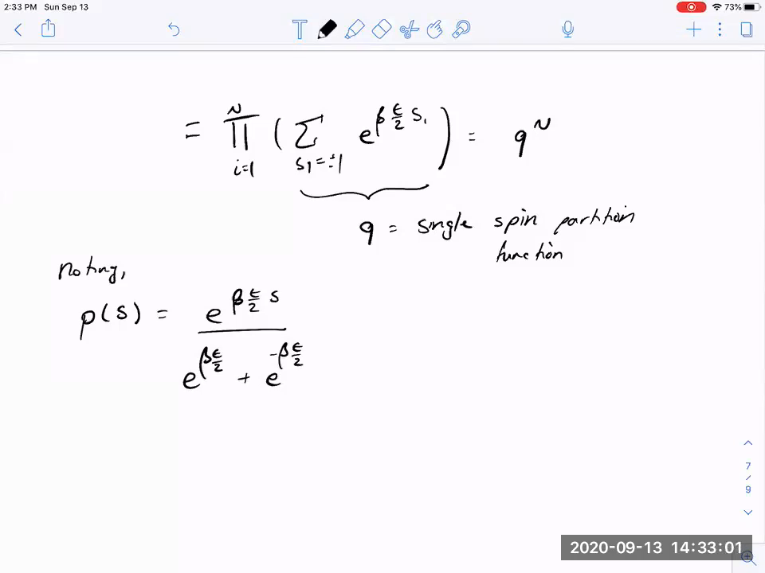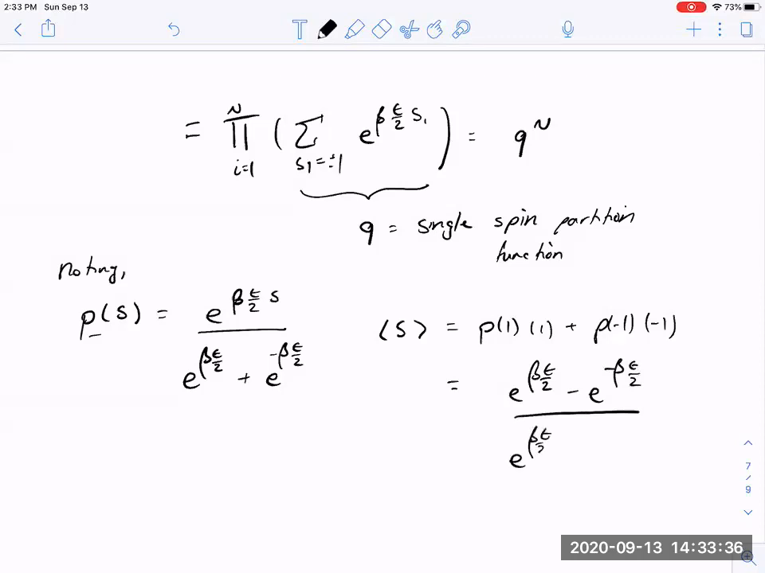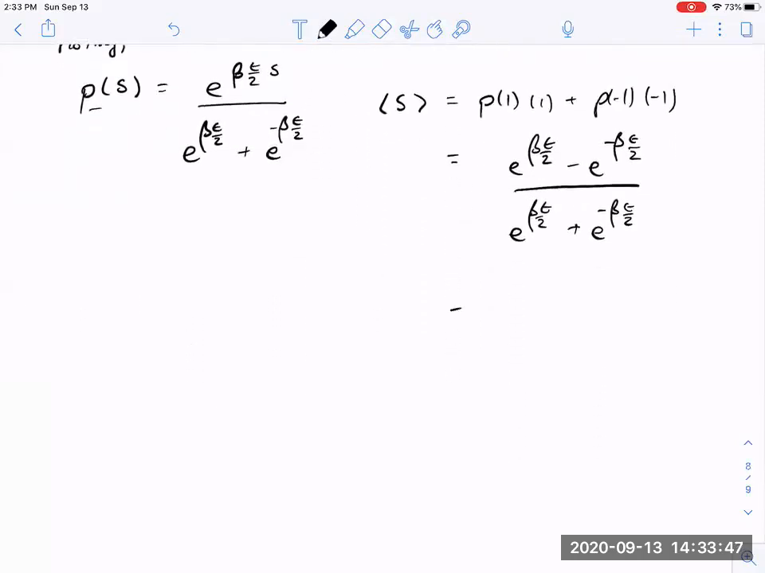If I have the probability of a spin, I can compute the average value of the spin by taking the probability that it was in state one times its value of state one, plus the probability it was minus one times that value. Plugging in the probability of the spin, I get a difference of exponentials over the sum of exponentials. If the arguments of those exponentials have opposite signs, as they do here, this is nothing but the hyperbolic tangent function, e to the beta epsilon by 2.